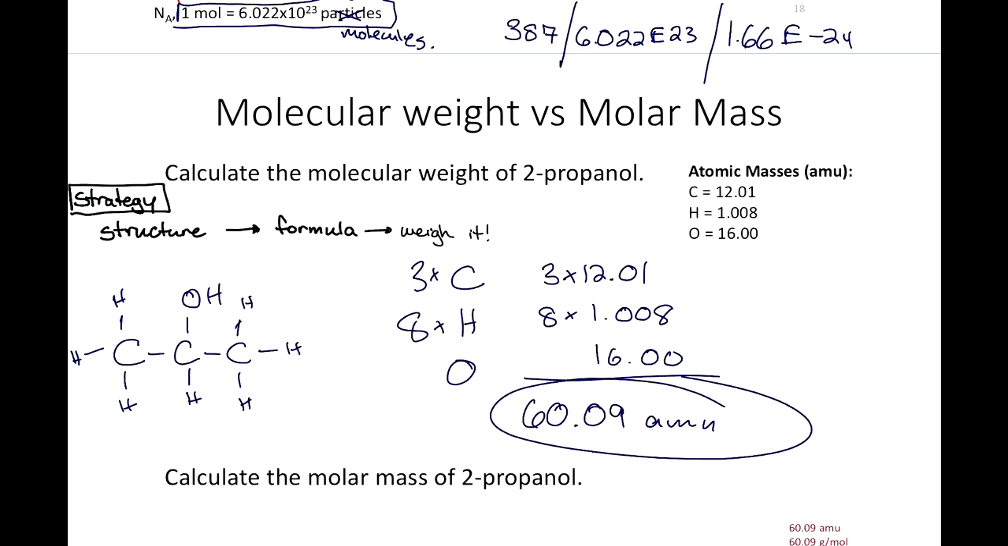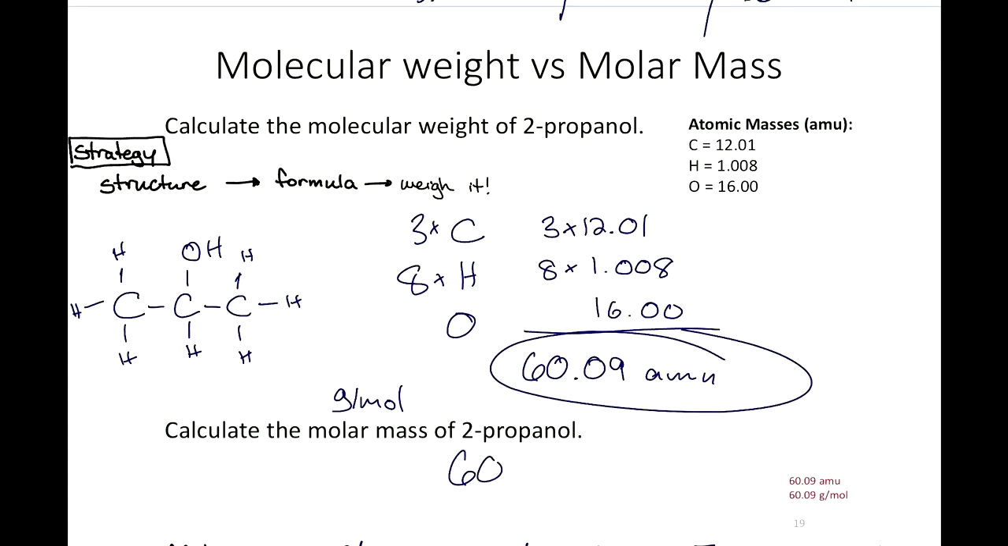Oh wait, AMU, is that the right unit here? Yeah, I asked for molecular weight, so it's the weight of one molecule. So then what is the molar mass of 2-propanol? Do we have to do this all again? No, you just need to recognize that molar mass is a different unit. It's the unit of grams per mole. So all you have to do is use the same number, but a different unit. So the molar mass of 2-propanol is 60.09 grams per mole.